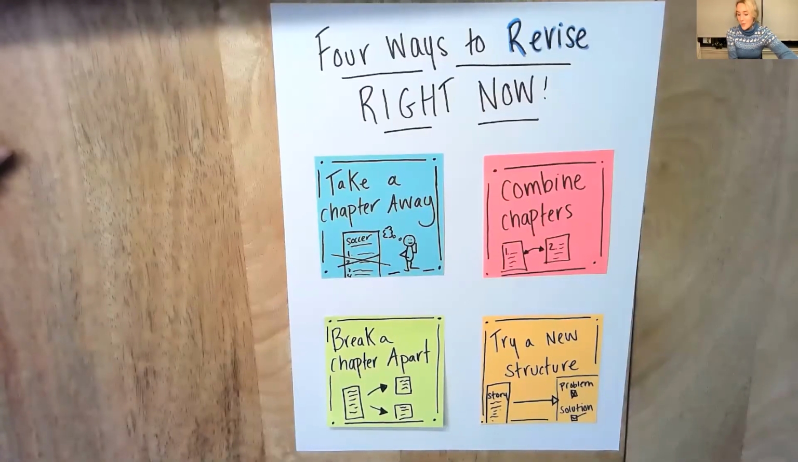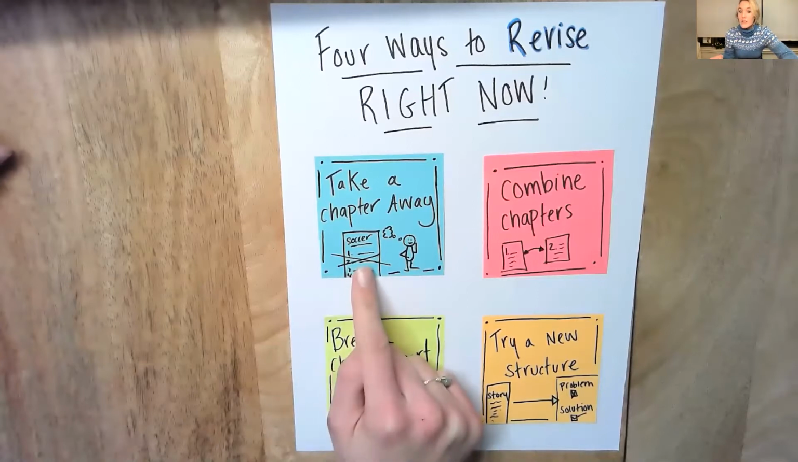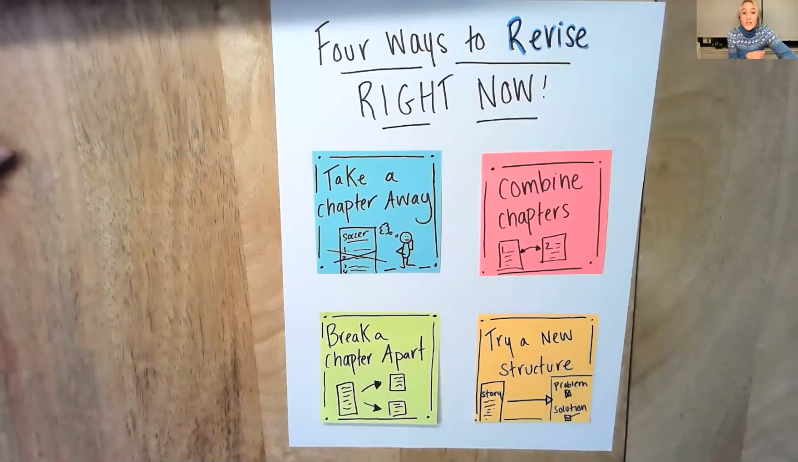So, one way you might revise right now is by taking a chapter away. Sometimes writers find that they have tons to say about most chapters and almost nothing to say about one. When that happens, sometimes you have to just say goodbye. Adios, see you later to that chapter. Maybe it's full of interesting things, and maybe you'll find other places for that later on. But if you are having trouble writing it at this point, or if you feel like it's just not really up to par or as meaningful or powerful as the other chapters, it might just be time to cut it.